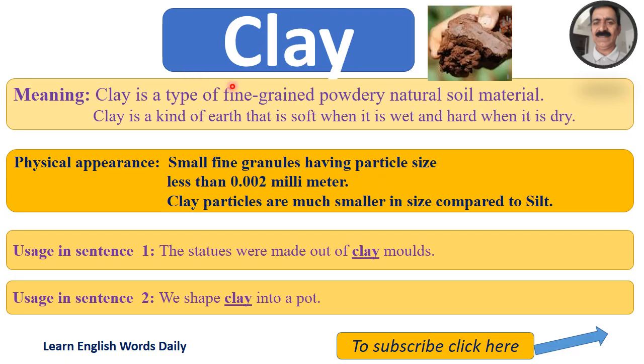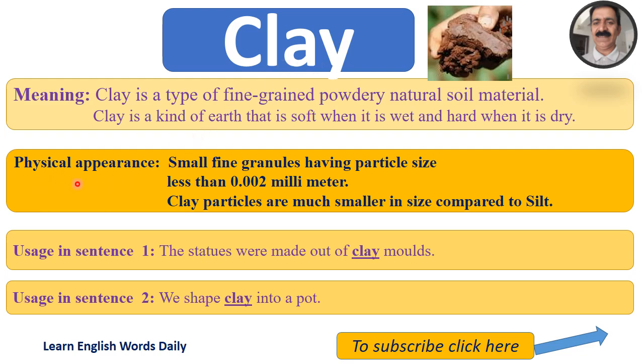My dear friends, now let us try to learn the word clay in a detailed manner. I am very much sure you already know about this word called clay because you might have made a lot of toys by using this clay. Meaning of the word clay is a type of fine grained powdery natural soil material. The other meaning is clay is a kind of earth that is soft when it is wet and hard when it is dry. If you look at the image given here, you will be in a better position to understand the actual meaning of the word clay.